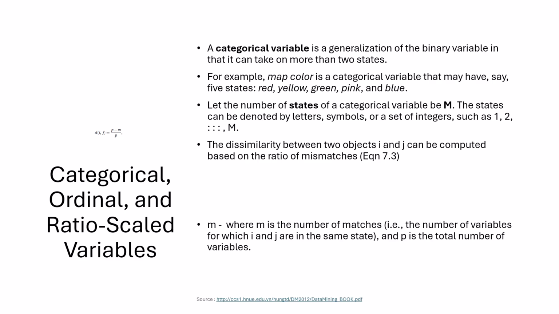The dissimilarity between two objects i and j can be computed based on the ratio of mismatches, where m is the number of matches, the number of variables for which i and j are in the same state, and p is the total number of variables. The formula is shown on the left hand side.